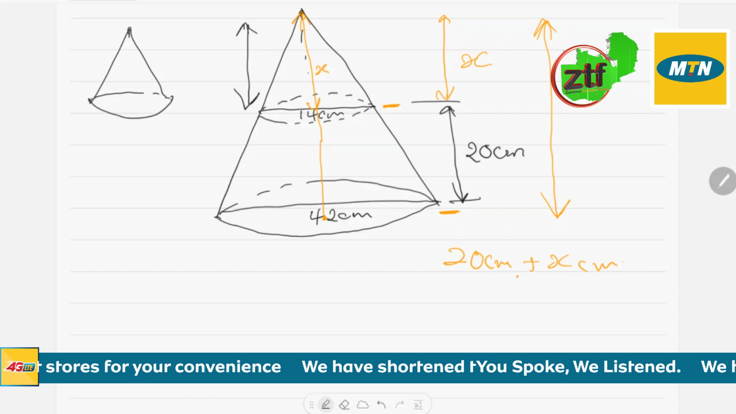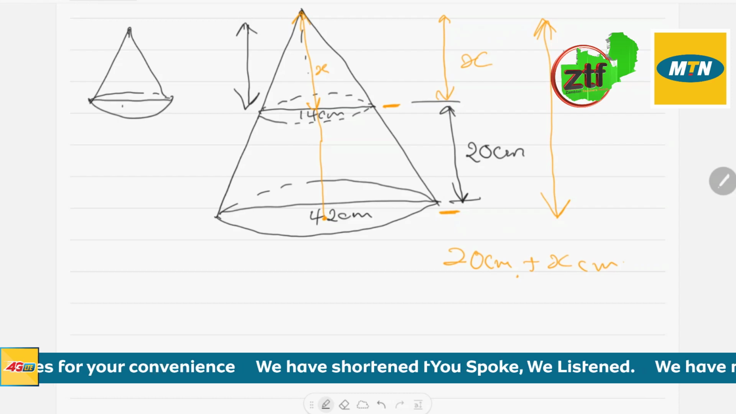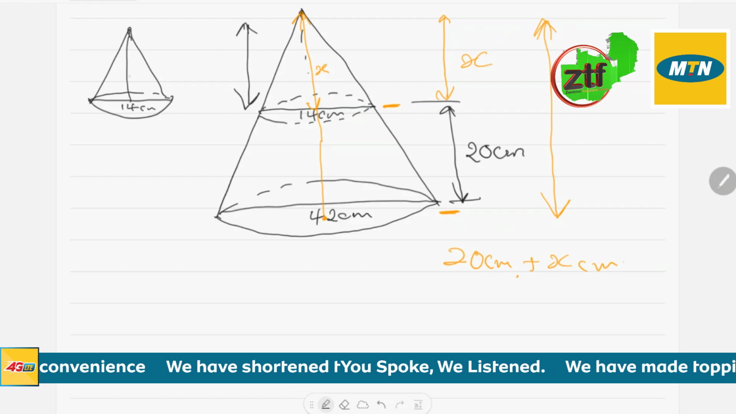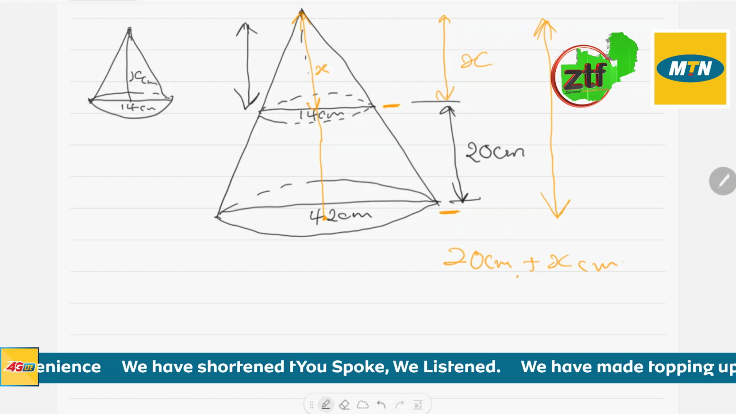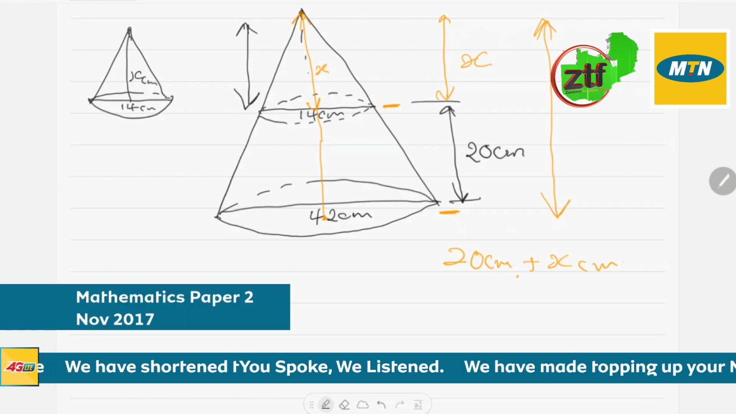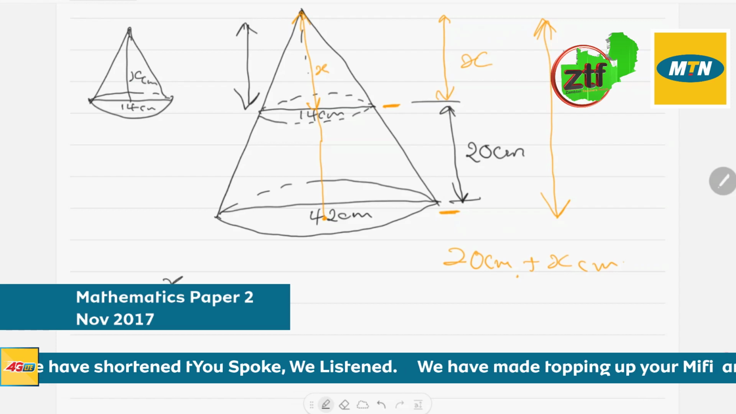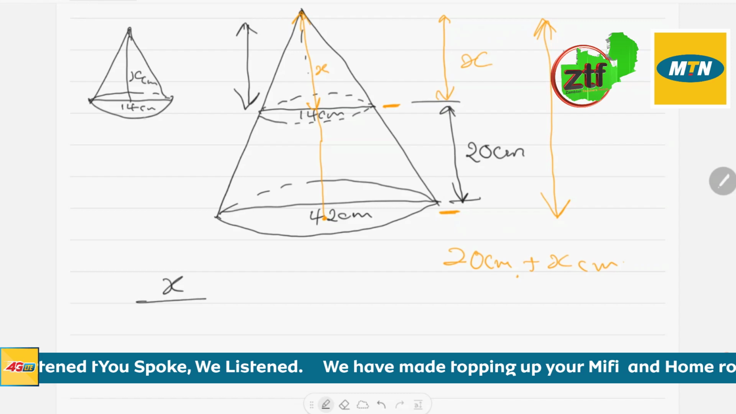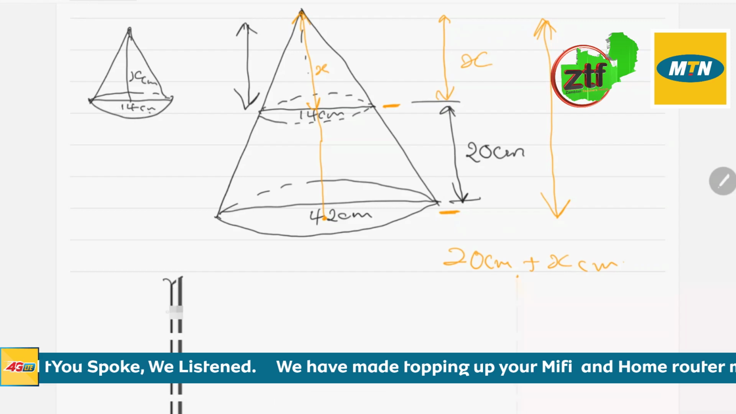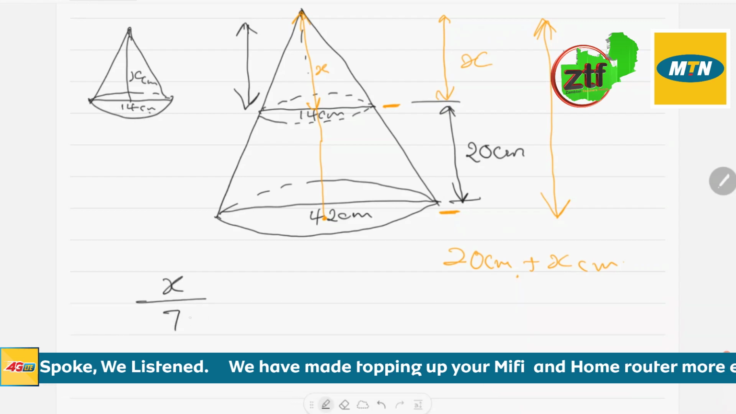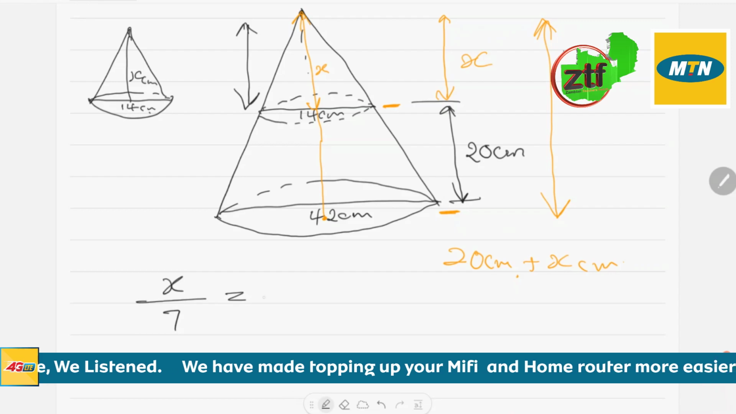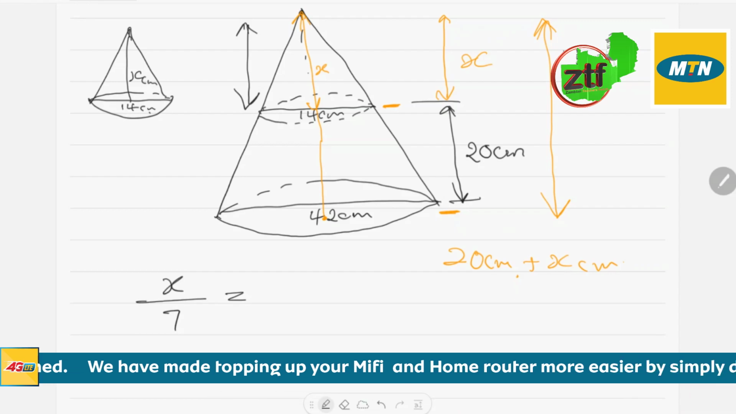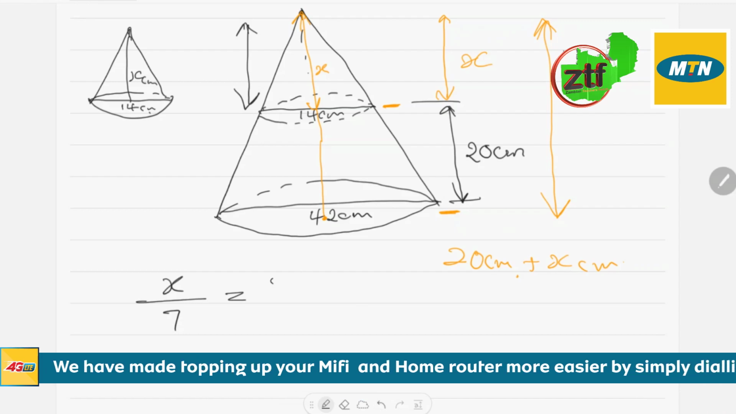So we have the diameter, which is 14, and the height of this cone is not known. We have x centimeters. So taking ratios of the two cones, we are going to have x, which is the ratio of height to radius. When I divide the diameter by 2, I will get 7. We'll have 7, and then the height, which is the perpendicular height of the full cone, will be 20.